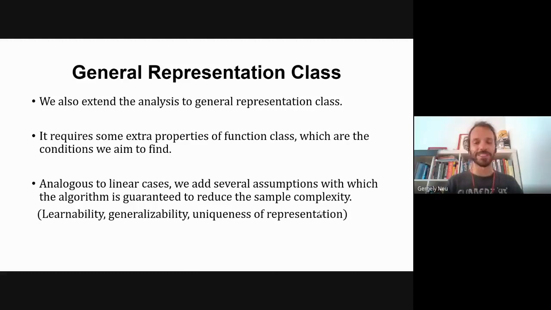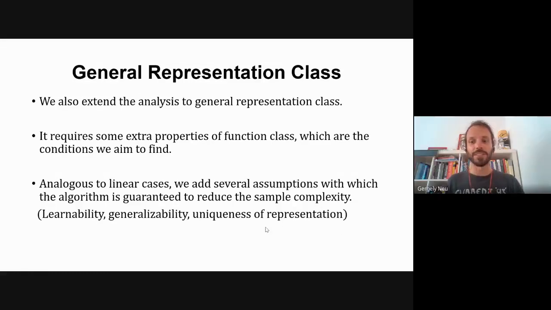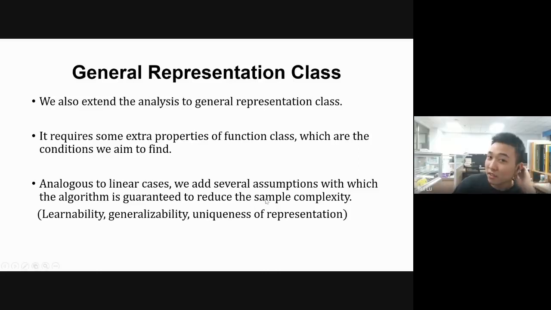No, please go ahead. Actually, my favorite part, which at last, we designed a special environment to corroborate our theoretical findings. It's quite interesting. So, all right, let's do it. Okay, so we do it for the general representation class. We extend the analysis to the general representation class.